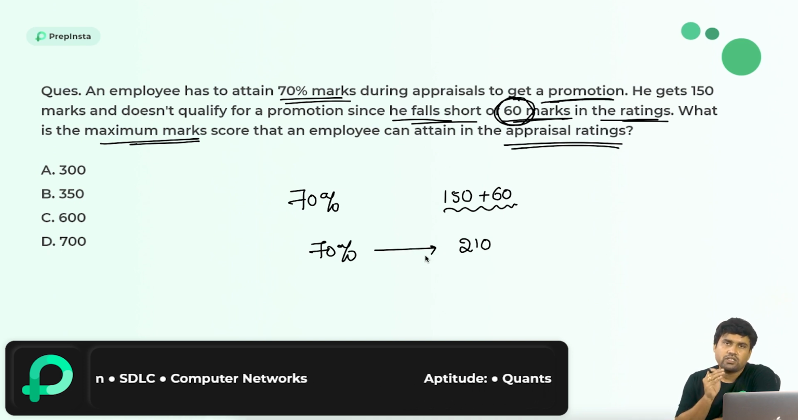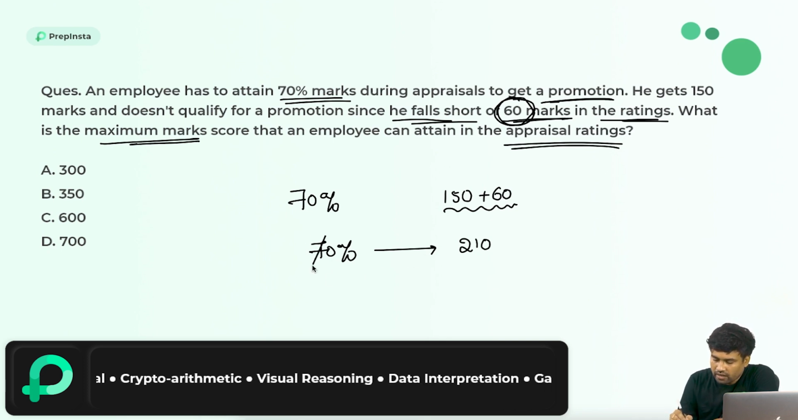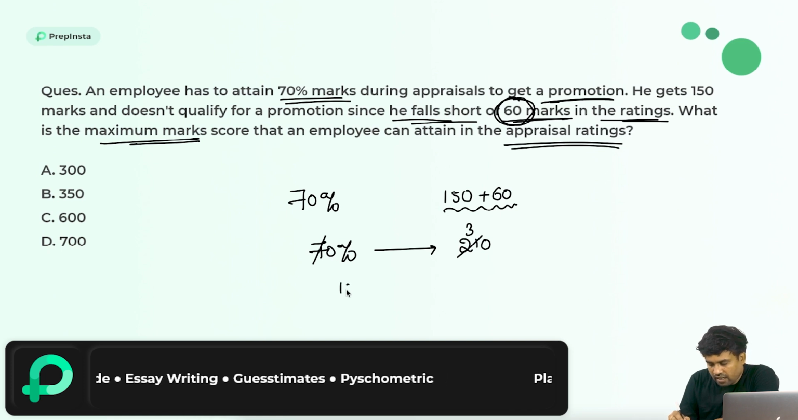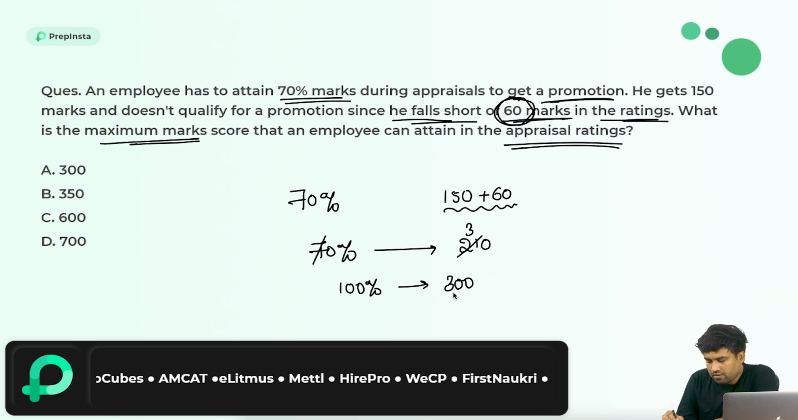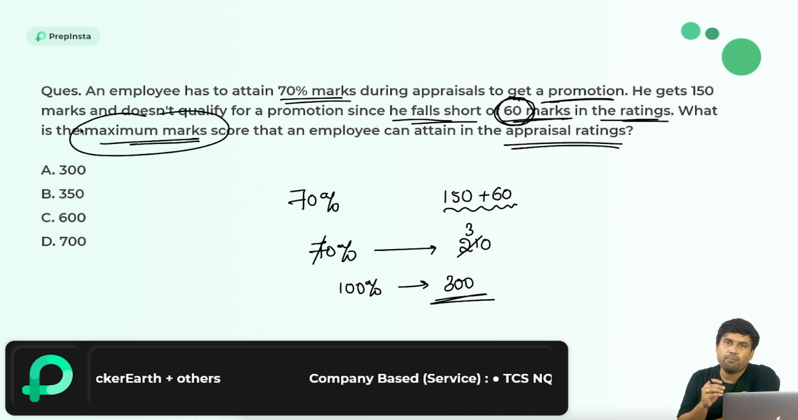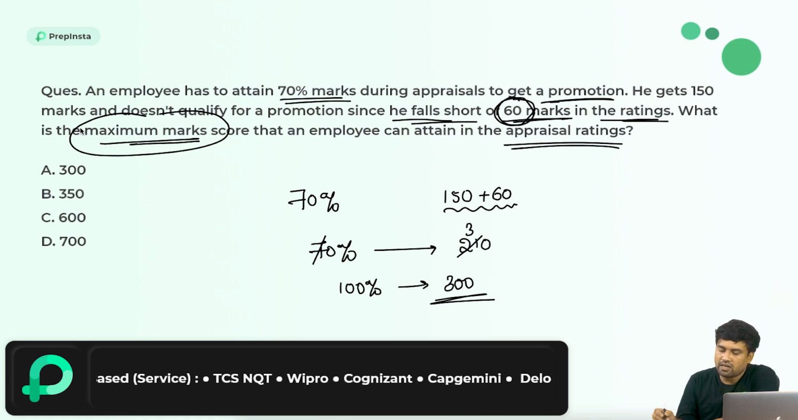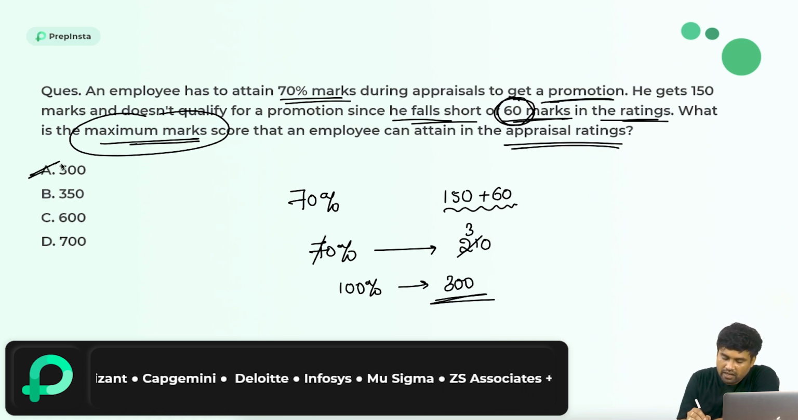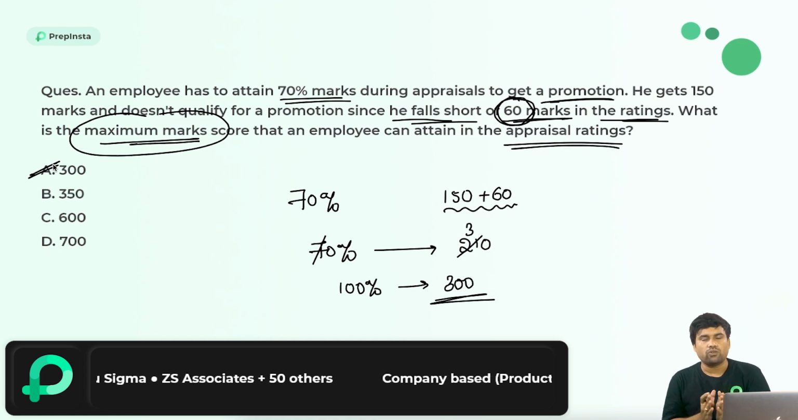Simple. So 70% is 210. So if 70% is 210, 10% will be 30. If 10% is 30, 100% will be how much? Simply it is 300. So the total maximum marks an employee can score in that appraisal rating test is 300 marks. So this is how you have to do.